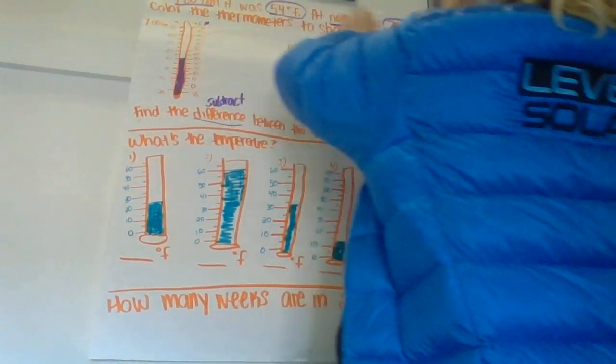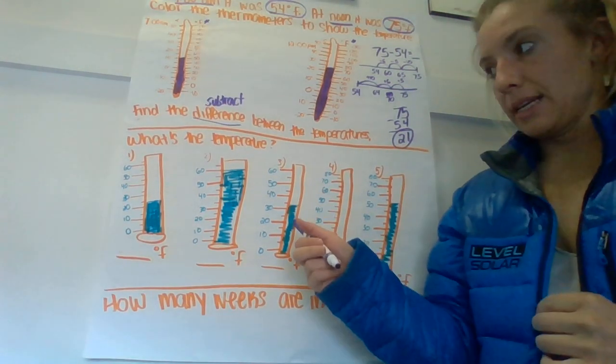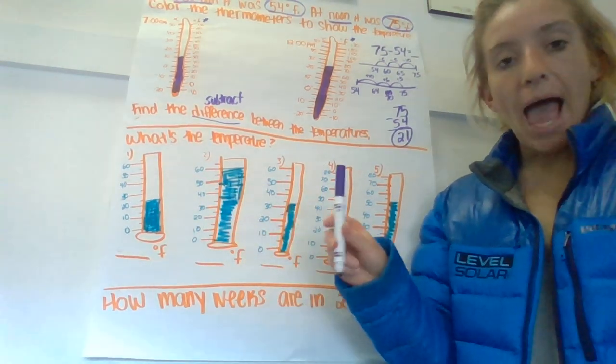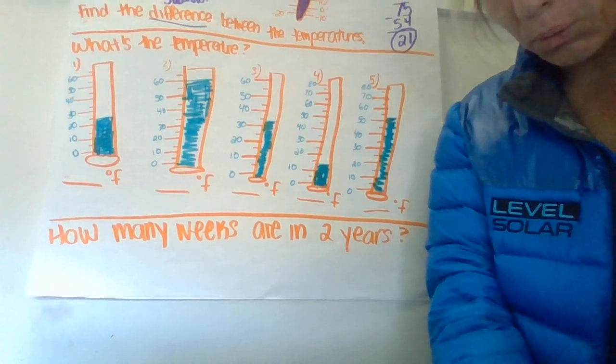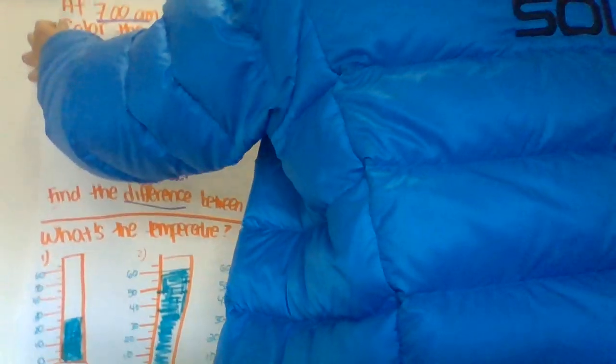Your turn to figure out some more temperatures. The temperatures on these could be a couple of different ones. Some of them are exactly on the line, and some of them could be 2 or 3 different numbers. So I don't want you to stress too much about what exactly the answer is. Let's see how quick I can get this.